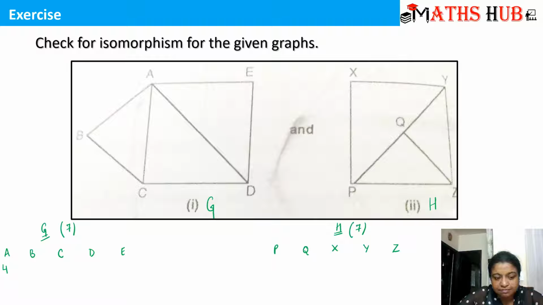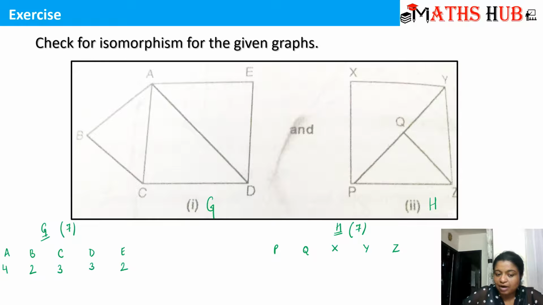Degree of vertex B is 2. Degree of vertex C is 3. Degree of vertex D is 3. Degree of vertex E is 2. That means there is one vertex with degree 4, 2 vertices with degree 3 and 2 vertices with degree 2.